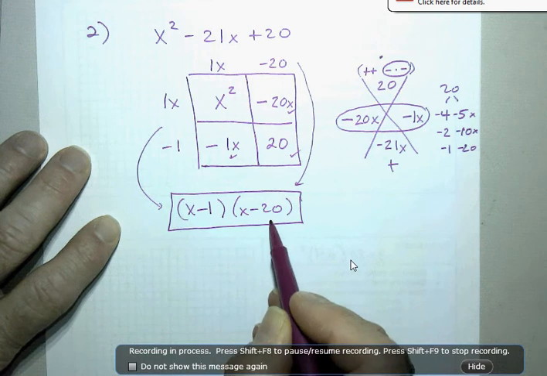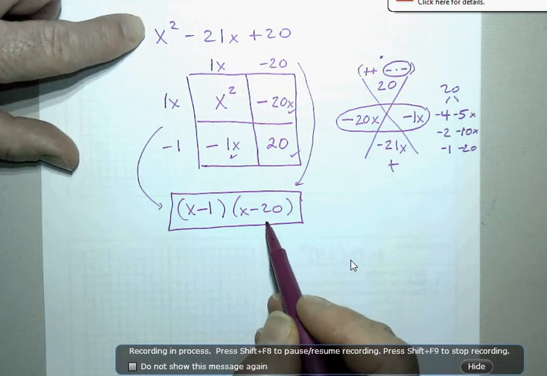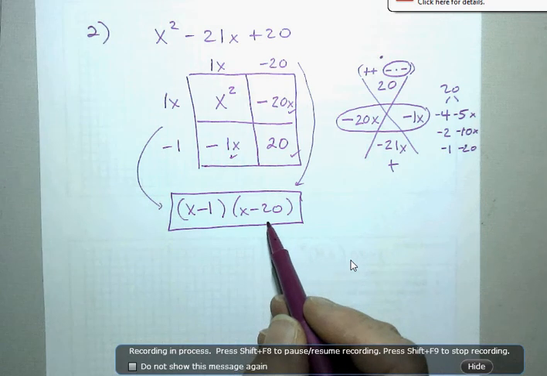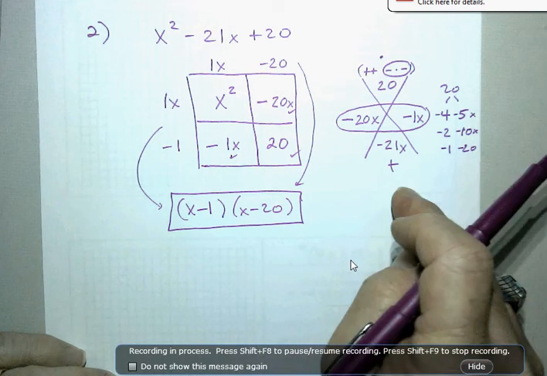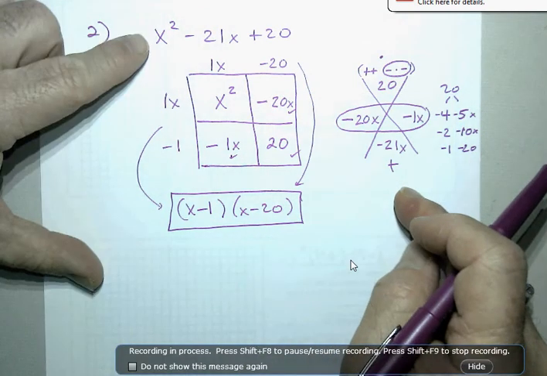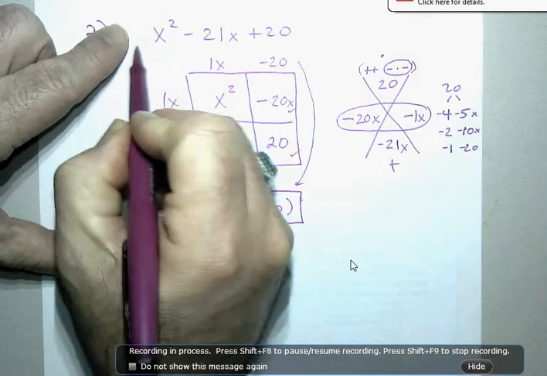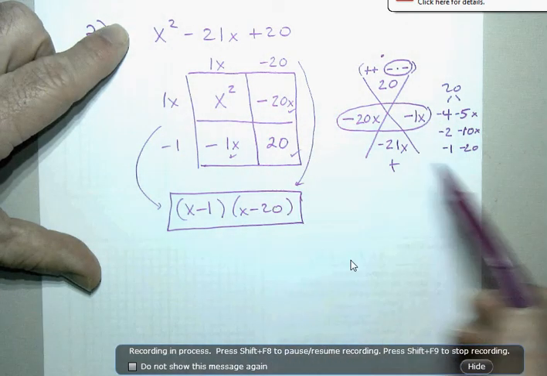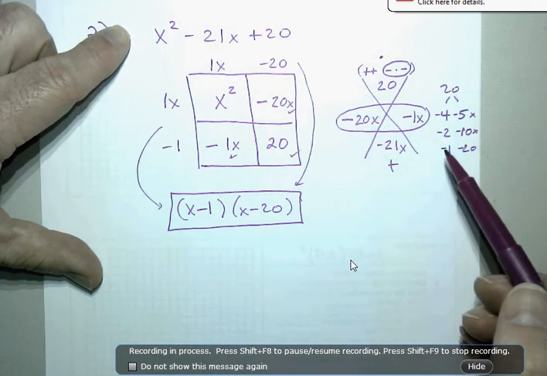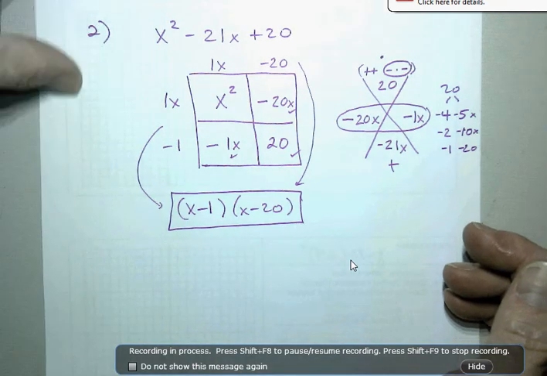If I had started with this problem and multiplied it, I would have gotten the x squared minus 21x plus 20 that I was originally given. Okay, so this structure over here can be helpful. As we get more difficult problems where the leading coefficient in front is not a 1, this is going to be very important, and working with the box is going to be very important. So the more you force yourself to work with it now, the better.